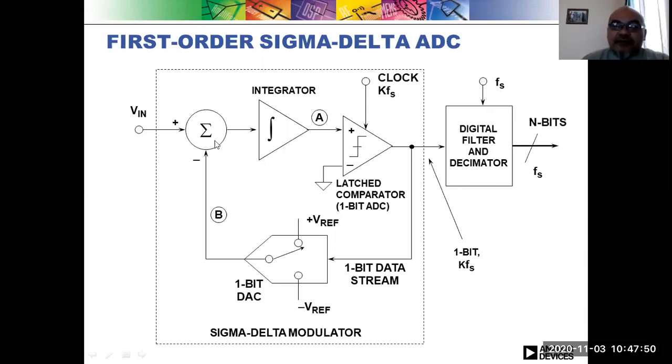The input here is compared with the DAC. The DAC works based on the reference voltage of the ADC, so it is similar to successive approximation, but a little bit different. With a one-bit data stream being converted to analog and then compared, the error will be integrated, and after that another comparator. Then after digital filtering, it will come up with the digital value.